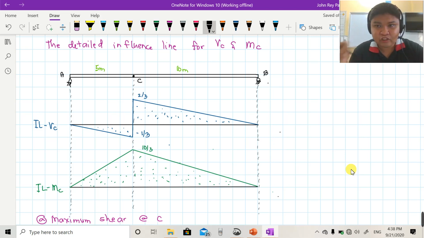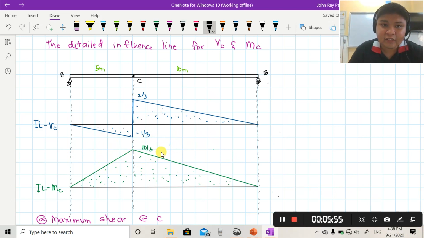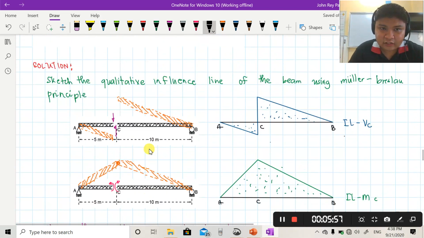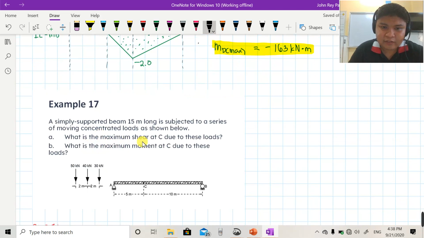And di ba nga, by ratio and proportion, mahahanap mo yung other ordinates. And for as long as mahanap mo yung detalyadong influence line, so I am referring to this detailed influence line. Okay. So, I hope that is clear na. So, this time class, ang tanong dito for letter A, what is the maximum shear at C due to these loads?